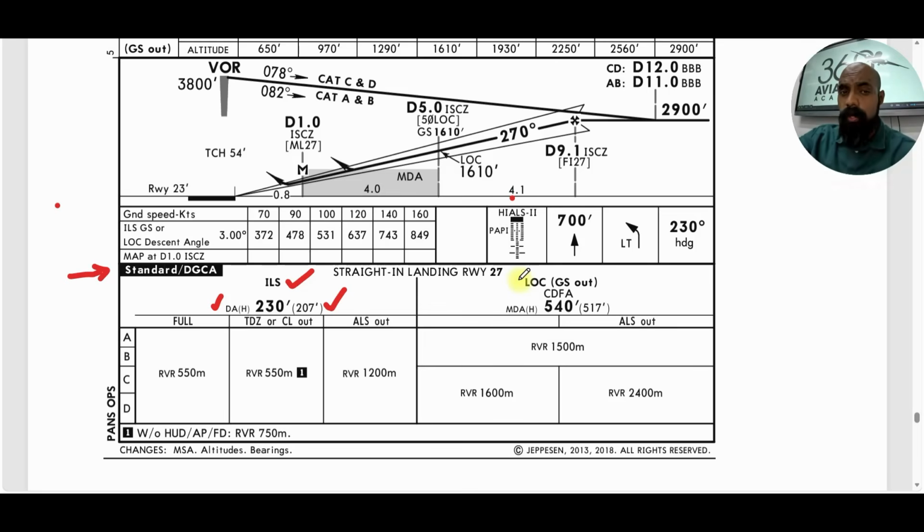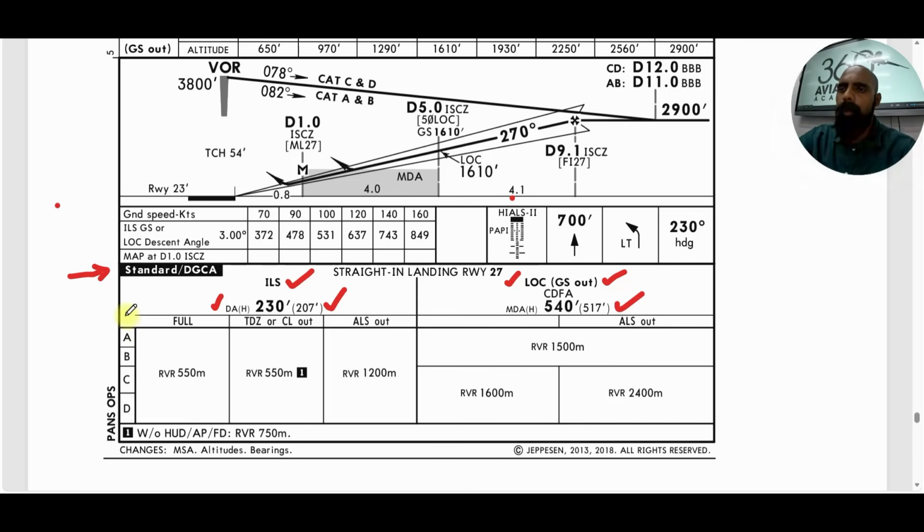If you're doing a non-precision approach, in this case a localizer only approach where the glide slope is not working, in that case with the CDFA approach, your minimums would be, the MDA, minimum descent altitude, 540 feet above sea level, or if it is height above ground, 517 feet.